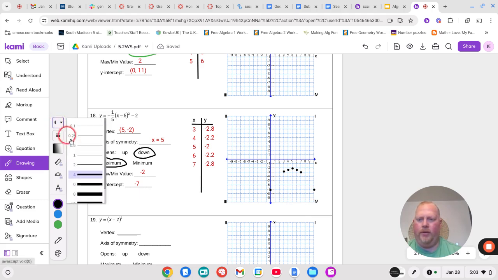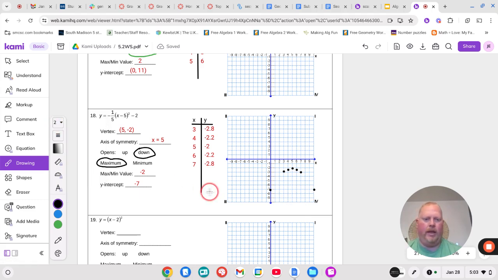So when I go to connect those points, I can see the parabola being formed already. Told you this wasn't going to be pretty. There we go. There's the parabola. So the a value, that negative 1/5, tells me it's upside down. It's wider than normal x squared. It's to the right 5 and down 2.